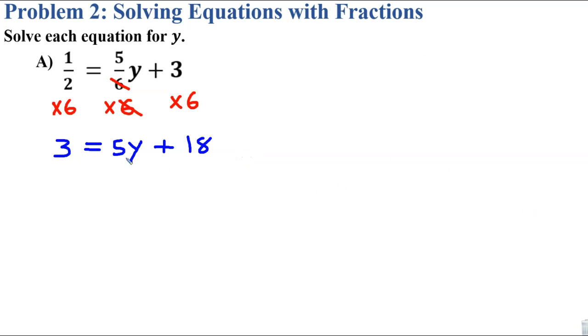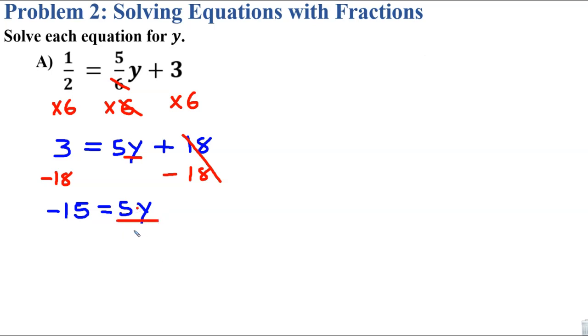I need to get the y by itself. So I'm going to begin by subtracting away the 18. Okay, the 18s will cancel on the right. 3 minus 18 will give me a negative 15 on the left. So negative 15 is equal to 5y. And once again, that's 5 times y.